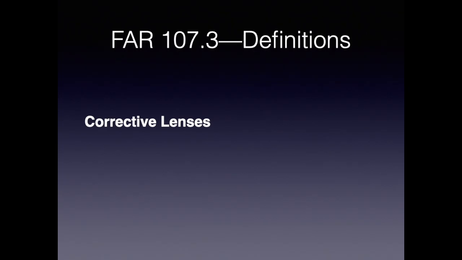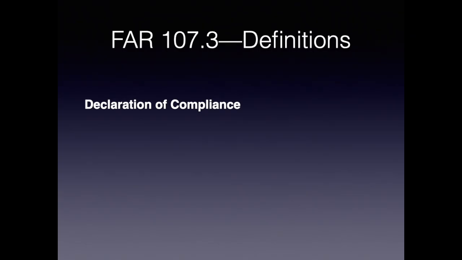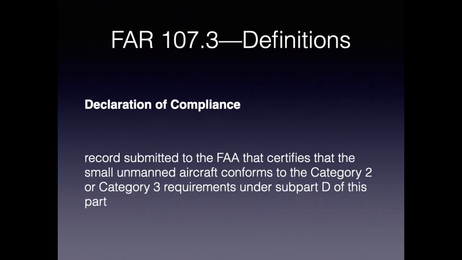The next one, corrective lenses. Again, these are fairly straightforward. These are spectacles, or glasses as the rest of us call them, spectacles or contact lenses. All right, the next one is declaration of compliance. And a declaration of compliance, it's a record submitted to the FAA that certifies that the small unmanned aircraft conforms to the Category 2 or Category 3 requirements under Subpart D of this section.